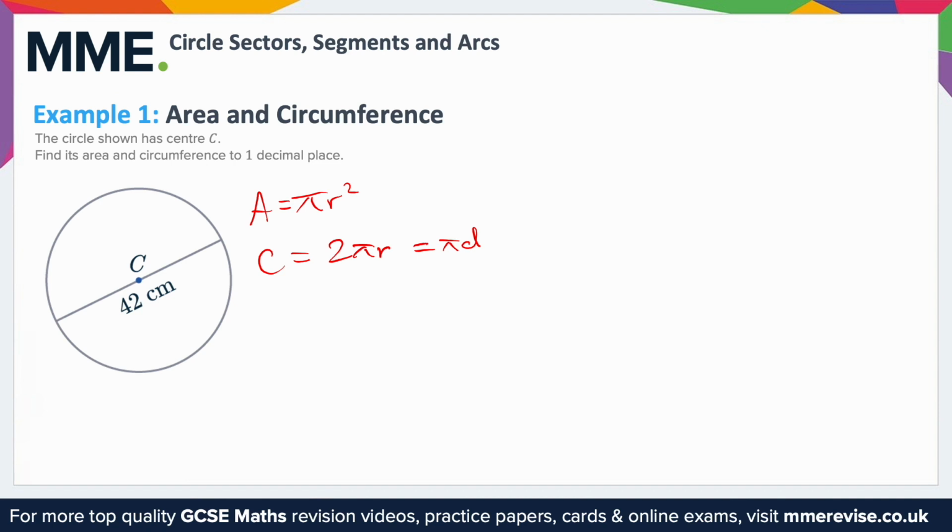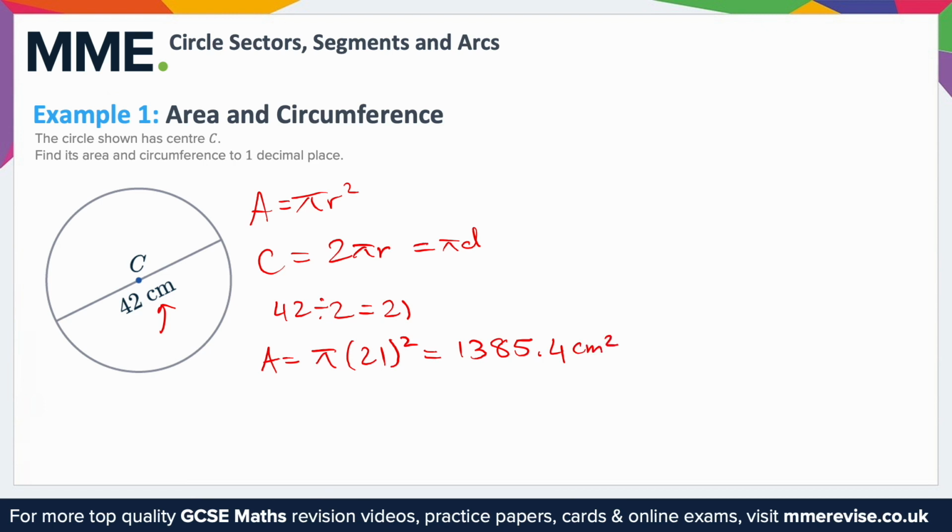So, first of all, let's calculate the area. We don't know the radius, we need to find it. We're given the diameter of 42. So if we do 42 divided by 2, that's 21. Then the area will be pi times 21 squared. You can stick this in the calculator and it will give you 1385.4. And this is an area, remember, so this is to one decimal place. It's an area, remember, the diameter and radius were in centimetres, so this will be centimetres squared.